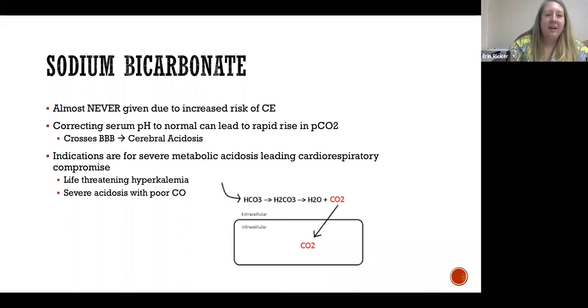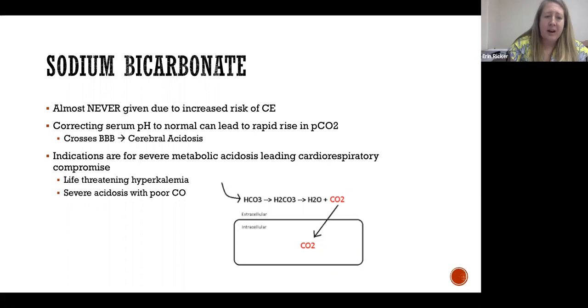Sodium bicarb, you almost never ever want to give this due to its increased risk of cerebral edema. So if I correct that serum pH too quickly, it will lead to a rapid rise in my PCO2, and that can kind of be shown in that picture on the right, that your bicarb breaks down into CO2. This can eventually cross the blood-brain barrier and lead to cerebral acidosis, which is not a good thing.